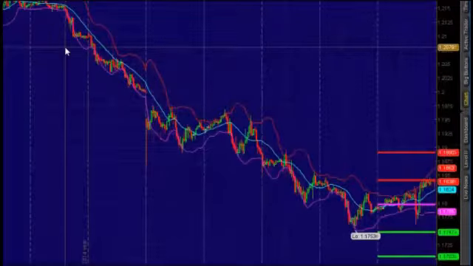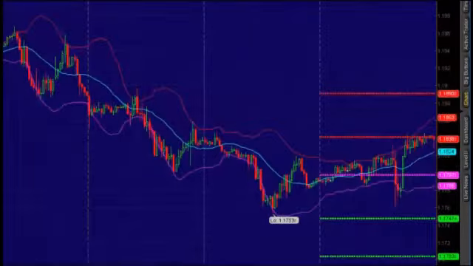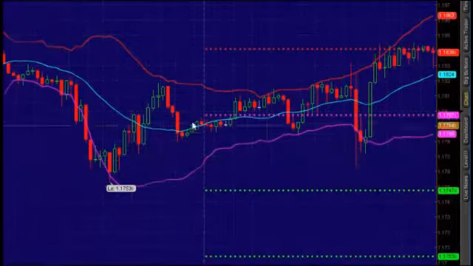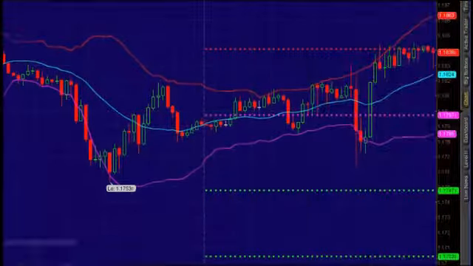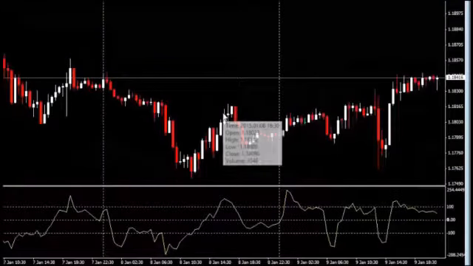Now we're going to take a quick look at the euro dollar. This was the HL30 that I executed on Friday. It might actually be easier if I go to my MetaTrader platform. So we're going to go to the MetaTrader platform, and I'm going to show you how I set this up.